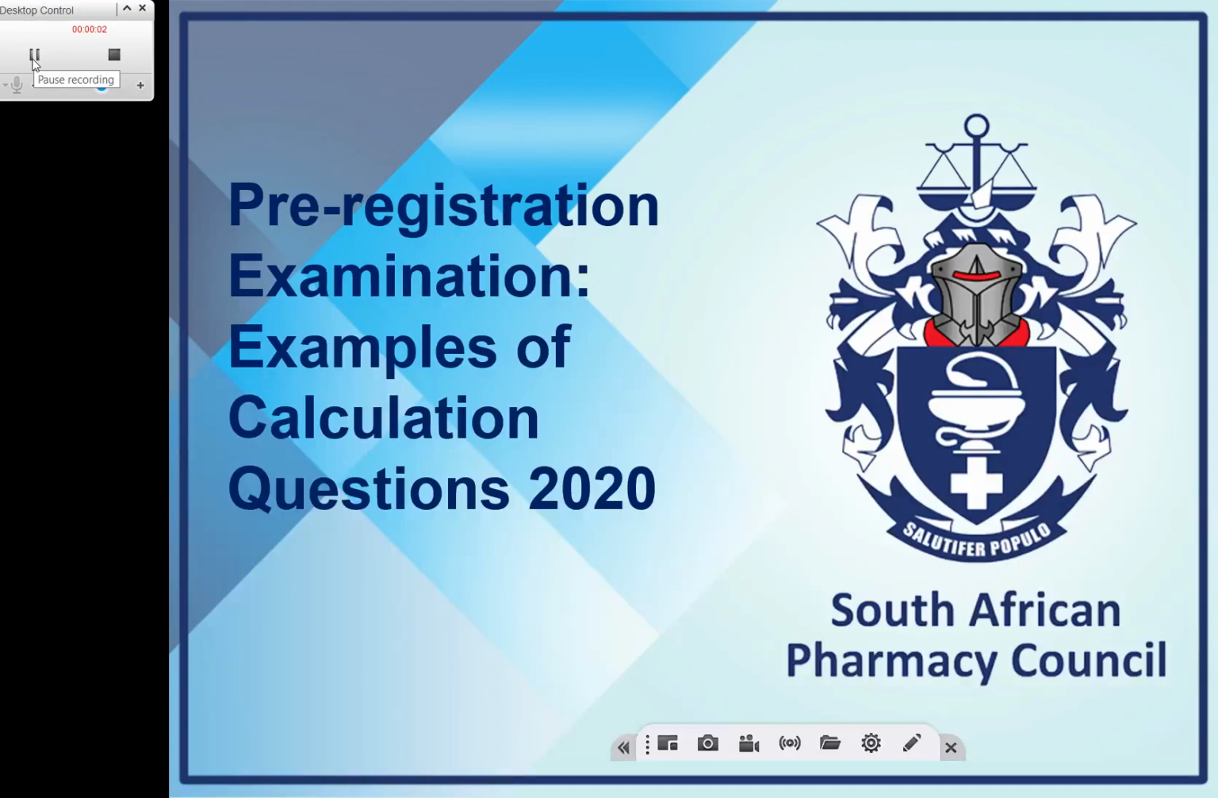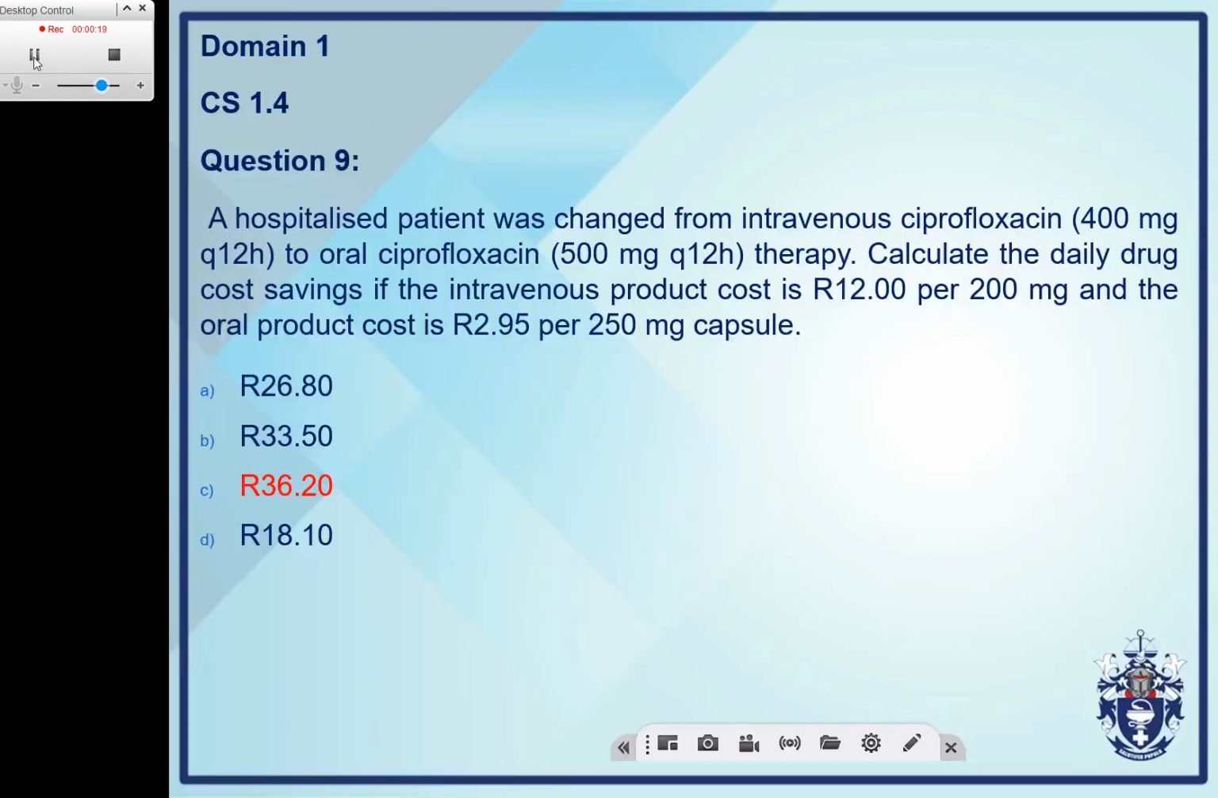In this presentation, we're going to consider a couple of calculations that are typical examples of what you can expect in the pre-registration exam of 2020. The first question is from Domain 1 and on Competency Standard 1.4, and it is on health economics.